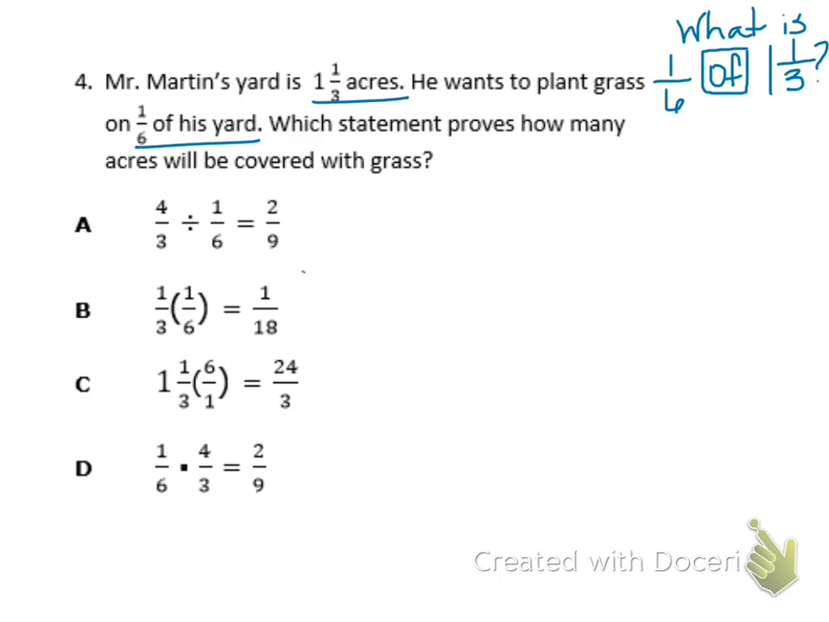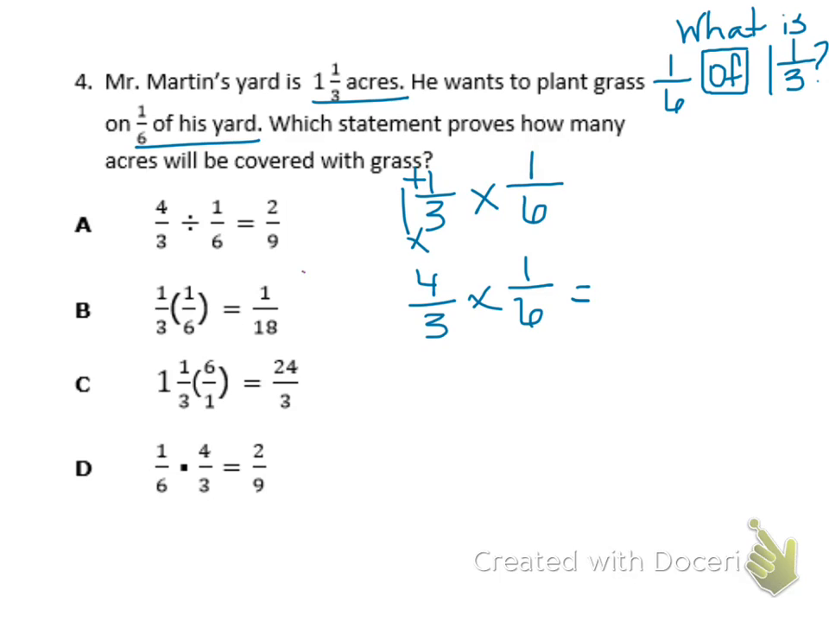Alright, remember anytime we have that of word, that tells us that we have to multiply. So I'm going to multiply 1 1/3 times 1/6. Before I look at my answer choices, I'm just going to go ahead and solve this out. So first I need to change my mixed number to an improper fraction. So 3 times 1 is 3. 3 plus 1 is 4, so I have 4 over 3 times 1 over 6.